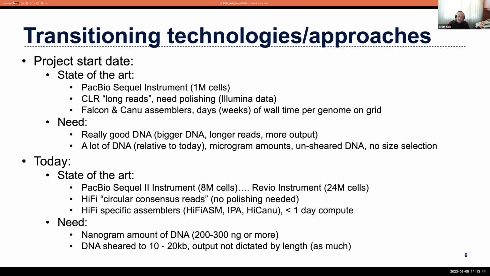Here on the Sequel IIe instrument, we've worked down the minimal amounts that we need. We can do things from 200 to 300 nanograms of DNA or more. We shear the DNA, so if your sample isn't of the highest quality, as long as it's 10 to 20 kb, the output isn't dictated as much by the length.